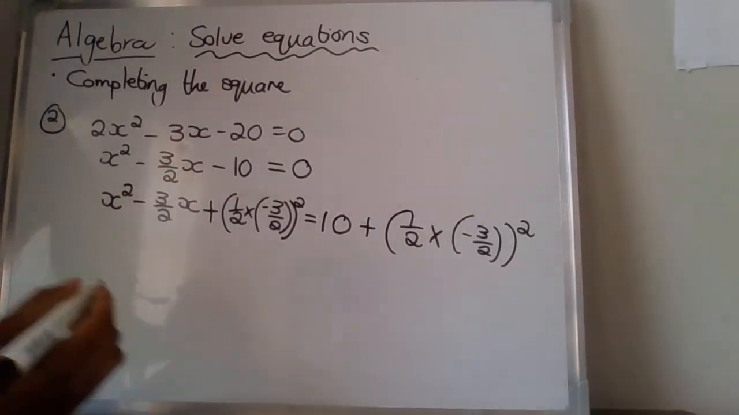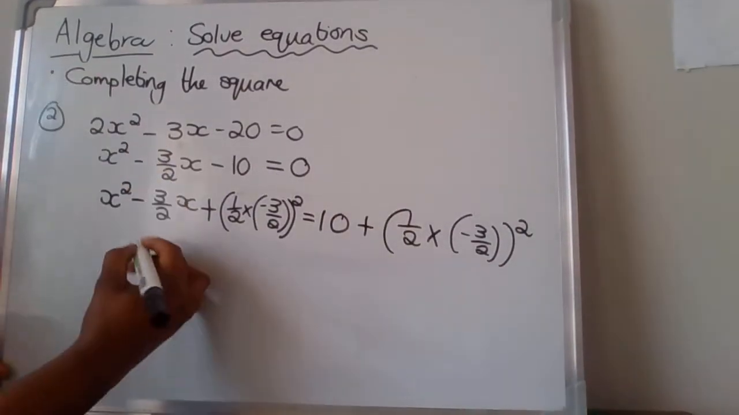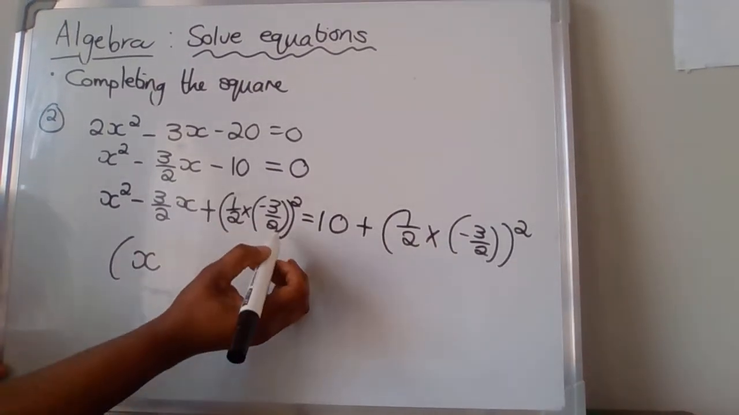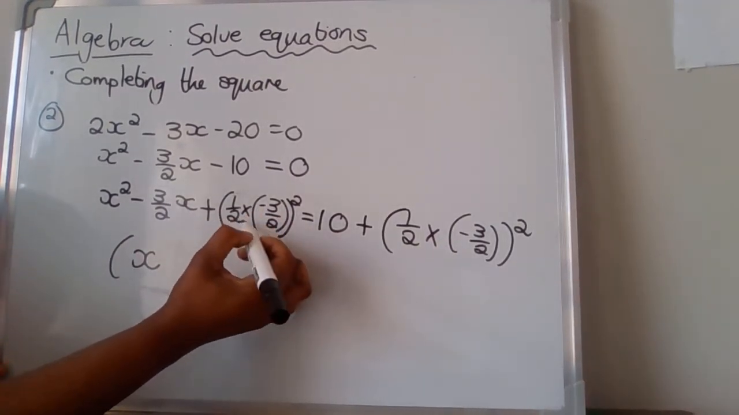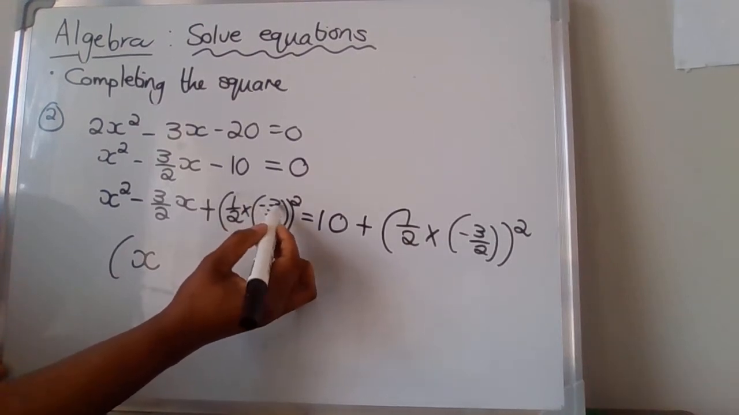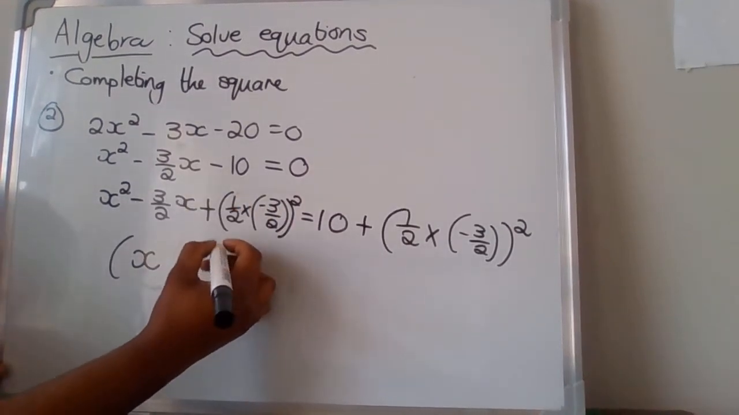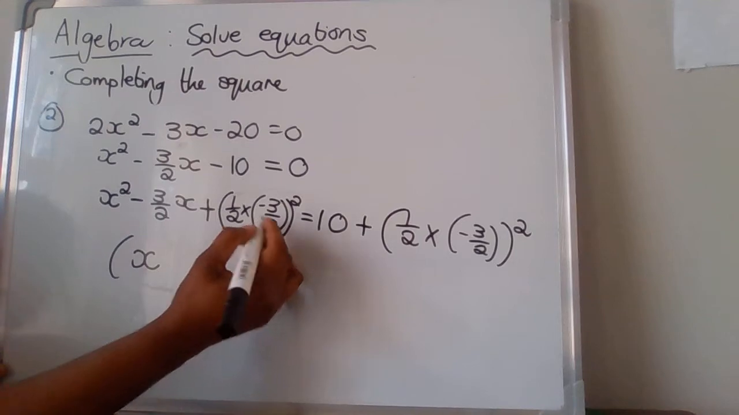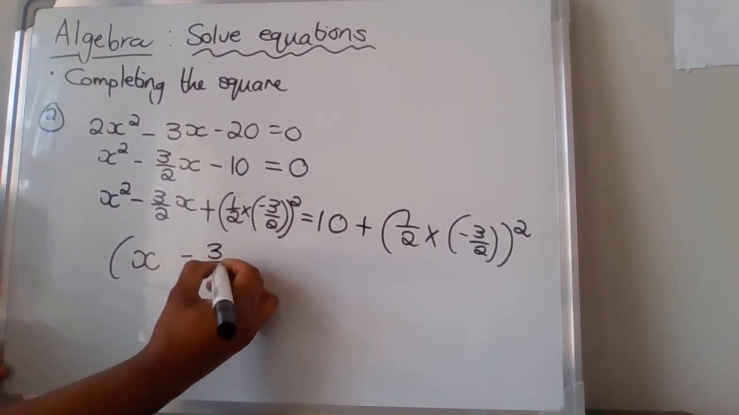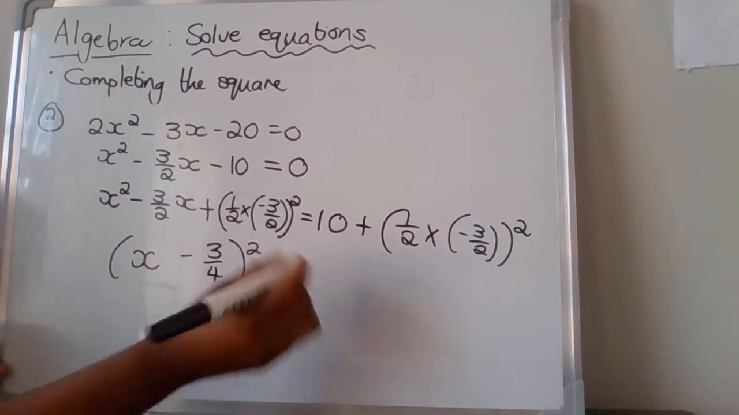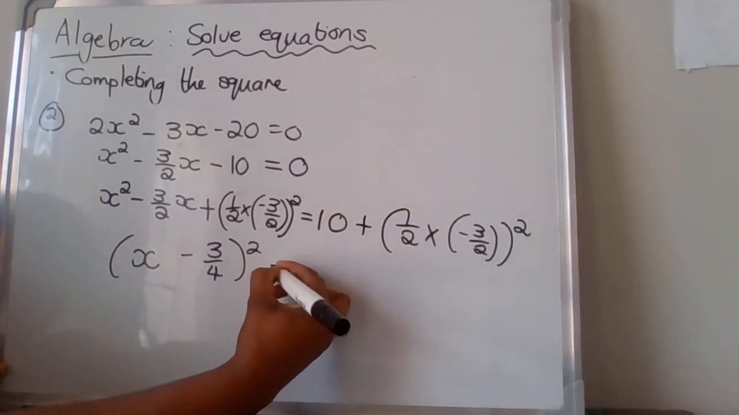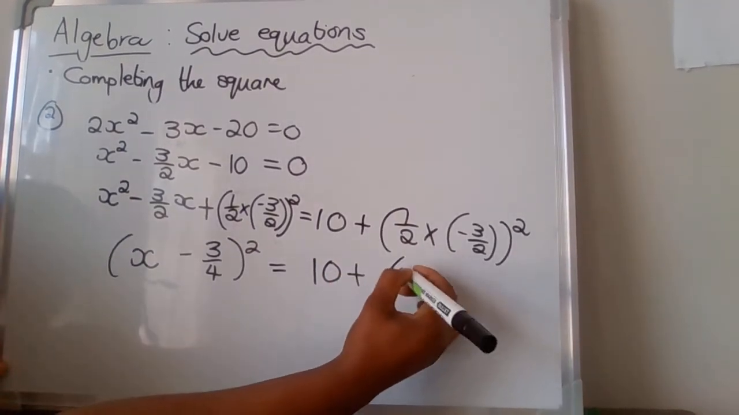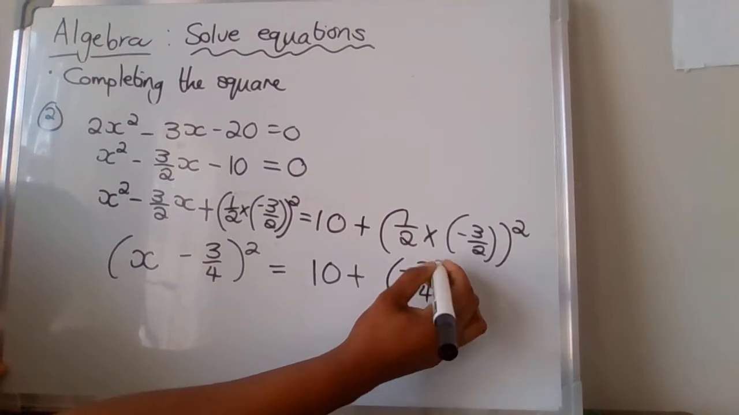Okay, so now if I write this as a product of squares, it's going to be x, okay, and then I multiply what's inside this bracket. So I have 1 times minus 3 at the top, which is minus 3. Then at the bottom, I have 2 times 2, which is 4. So this gives me minus 3 over 4 squared. Okay, it's equal to 10 plus, what did I say was in the bracket? Minus 3 over 4 squared.